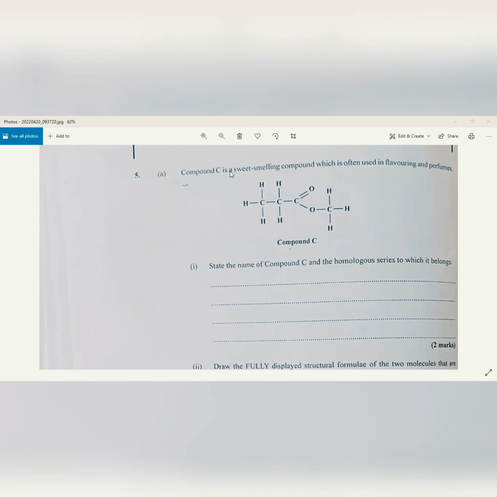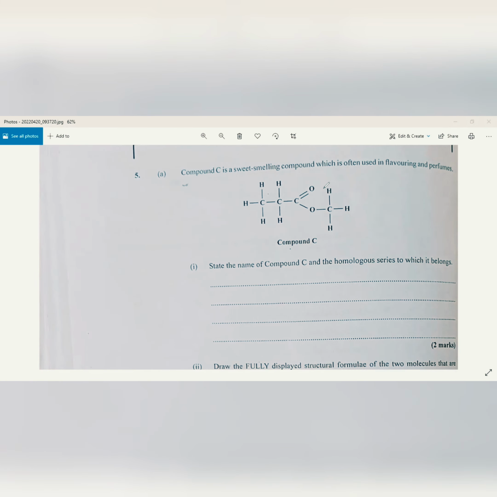So here's another question. Compound C is a sweet smelling compound. Once they tell you sweet smelling, ester, just think ester, which is often used in flavoring and perfumes. It says state the name of the compound and the homologous series to which it belongs. I already said it is an ester. Now let us see how we can get the name. Now the name of an ester comes from the name of the acid and the name of the alcohol which made it up. The acid portion is drawn first, but that name comes last. So the acid portion, I always say acid portion drawn first, name last.